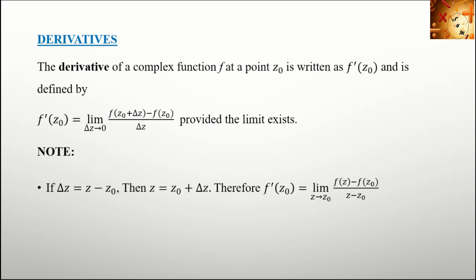If delta z equal to z minus z0, that is the change in the complex variable, then z equal to z0 plus delta z. Then we can rewrite the above definition as f dash of z0 equal to limit z tending to z0 of f of z minus f of z0 divided by z minus z0. Also, if f of z is differentiable at z0, then it is continuous at z0. Differentiability implies continuity at the same point.